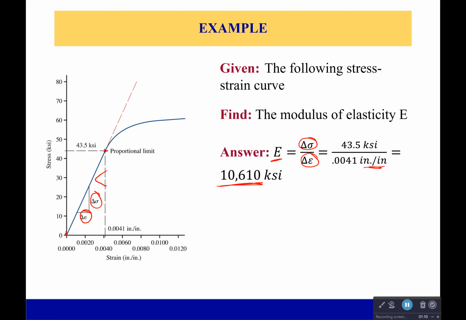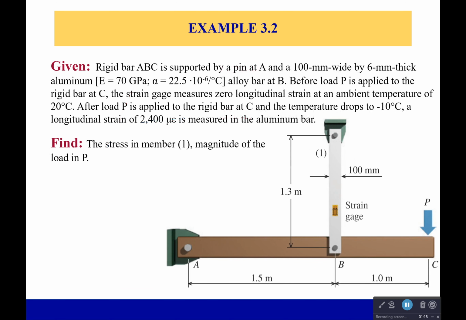It's amazing, I know. Okay, but that's only a minute long, so we're going to go ahead and do the second example together now as well, just so you get some more experience. So here's a bit harder example. A lot more going on, but still dealing with strain. So what we have here is rigid bar ABC. That's this long bar right here. It's supported by a pin A and a 100 millimeter wide by 6 millimeter thick aluminum alloy bar at B. Okay, right here.